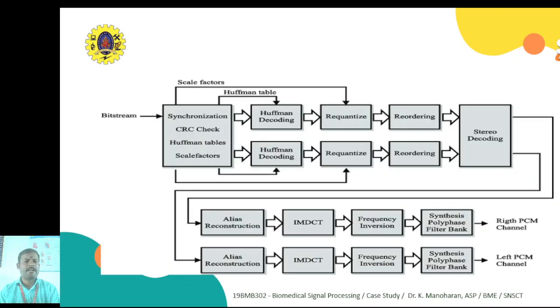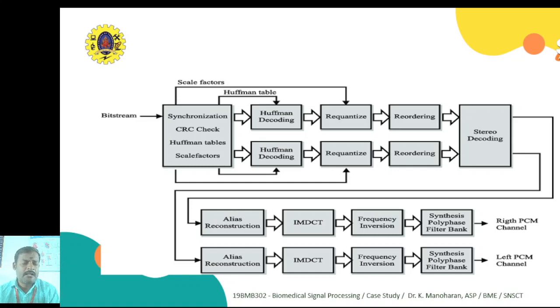Look at the block diagram of this audio player. This first one is the bitstream input. So this will come from here. This is the synchronization, CRC check, Huffman table and scale factor. These things will be done here. Synchronization is used to synchronize the bit stream and the system. CRC check is cyclic redundancy check, which is used to check whether the data is received correctly or not. That way, the CRC code is an error detection and correction code.